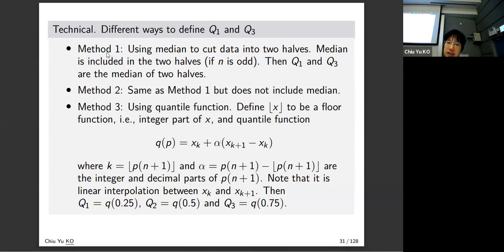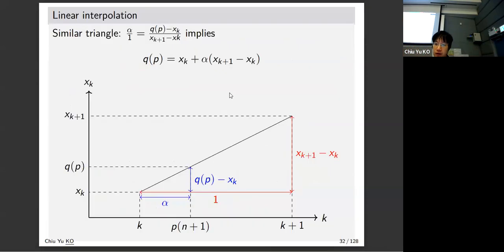So this involves, as we expect, finding the median twice. The first method is to use the median to cut the data in half. You still keep the median within the data, and you find the median again. Let me show you the example first.